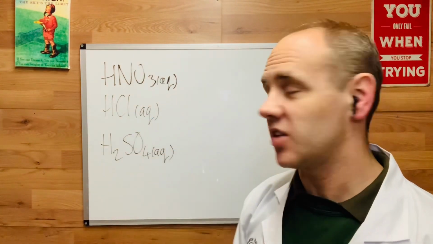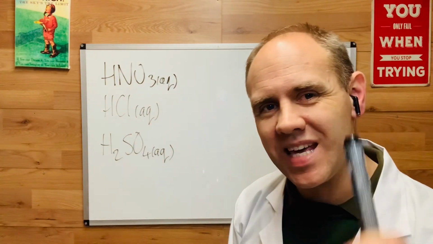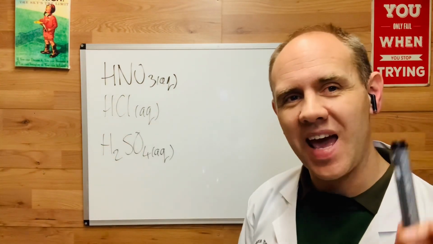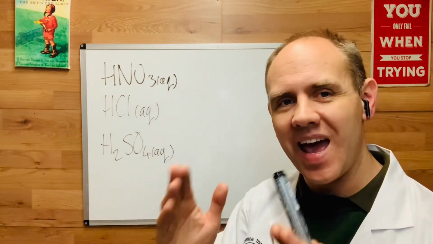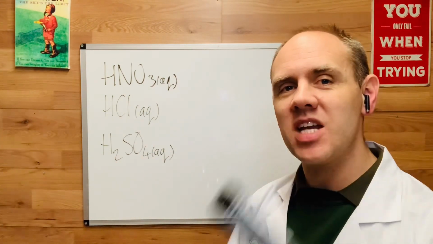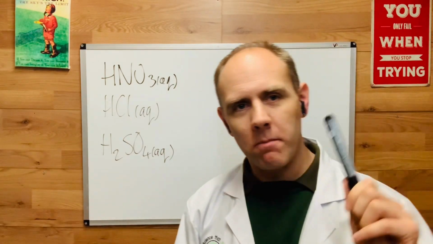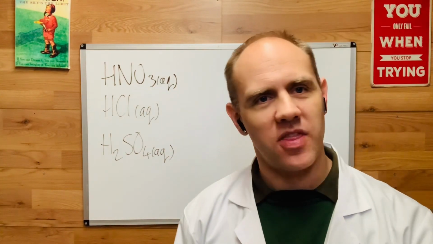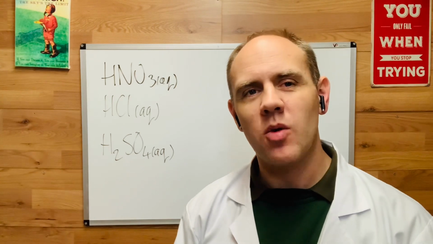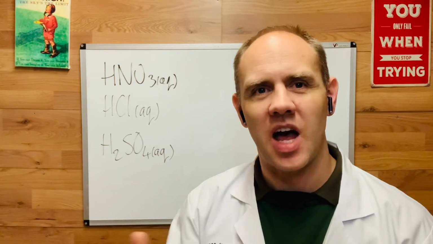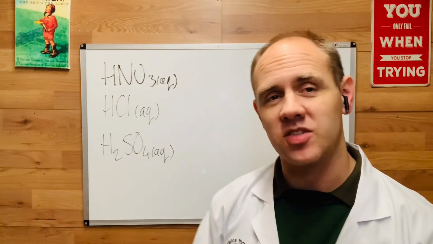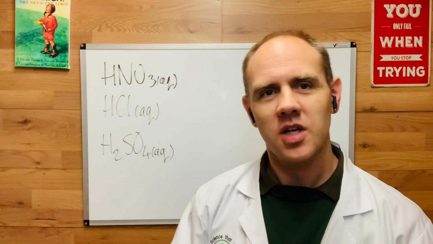HNO3, nitric acid, and it's dissolved in water, aq. Hydrochloric acid, HCl, dissolved in water, aq. Sulfuric acid, H2SO4, dissolved in water, aq. Now, what makes these acids is the fact that when they are dissolved in water, they will dissociate a H plus ion. In the case of sulfuric acid, they dissociate two of those. Let's check this out.